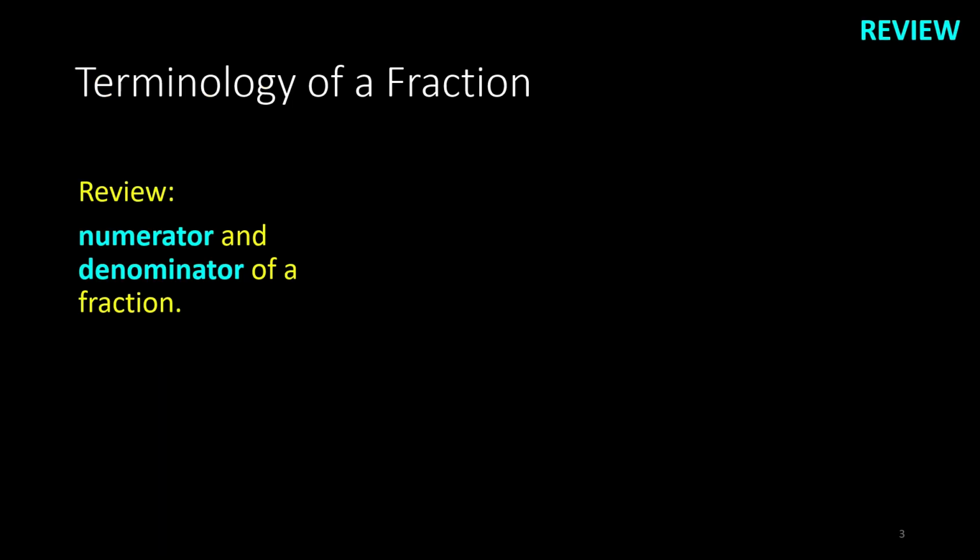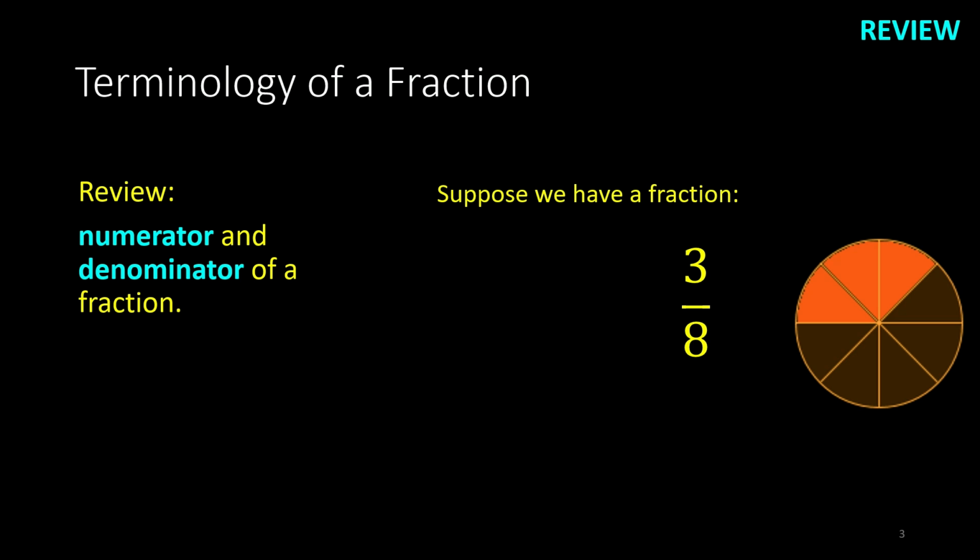Let's review some terminology first. We're going to take a look at the numerator and denominator of a fraction. Suppose we have a fraction 3 over 8. In other words, 3 parts are shaded out of 8 equal pieces. The numerator is the value on the top of the fraction, the 3 in this example, and the denominator is the value at the bottom, the number 8 in this example.